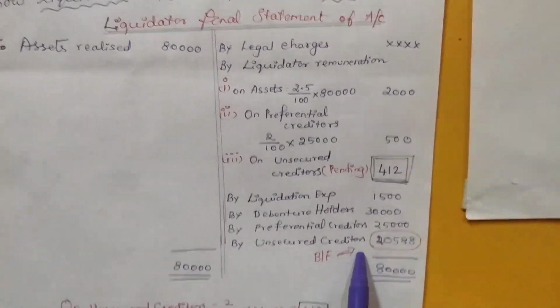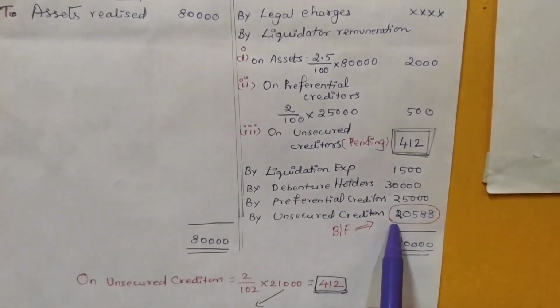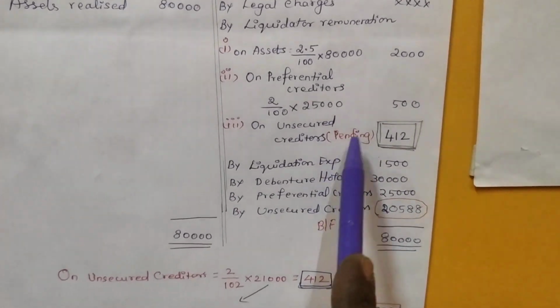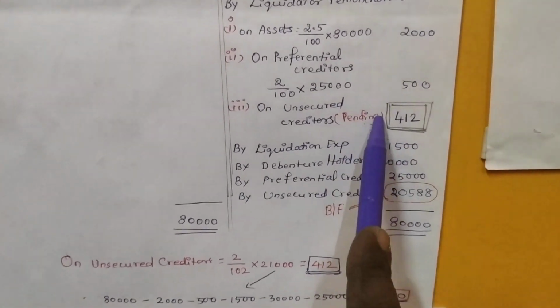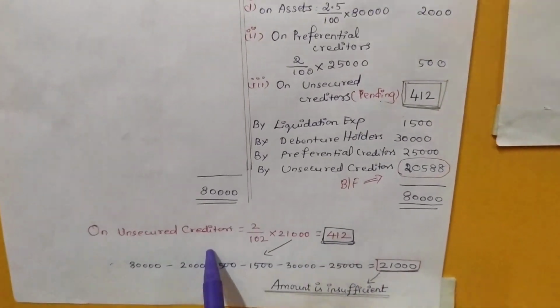So this unsecured creditor, you can keep pending. Okay, now come to this. This I already told, keep pending. What amount do you have to put for that? Okay, you come here. So, unsecured creditor.